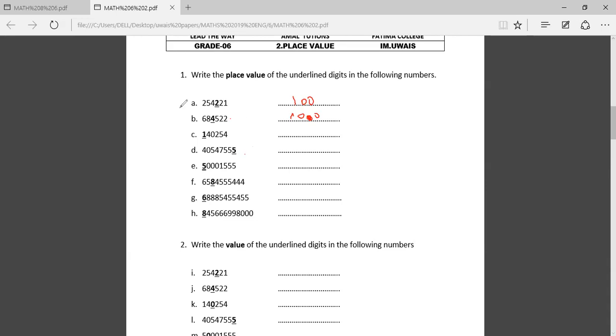Have you finished? Raida, Fatima Raida, have you finished? Yes, sir. What is the answer for the C part? 10,000. I think that's wrong, no? Check again. Ones, tens, hundreds, thousands. 100,000. Yes, 100,000. The place value of this one is 100,000. Ones, tens, hundreds, 1,000, 10,000, 100,000.